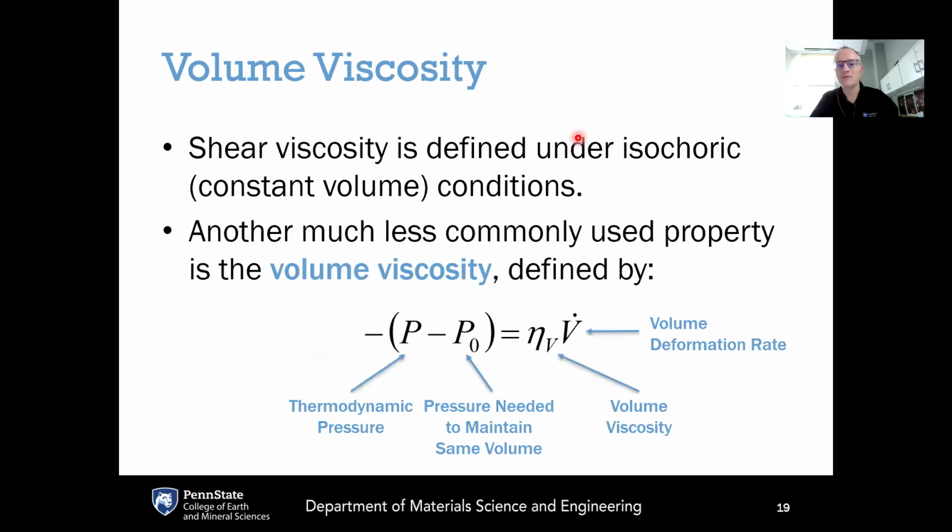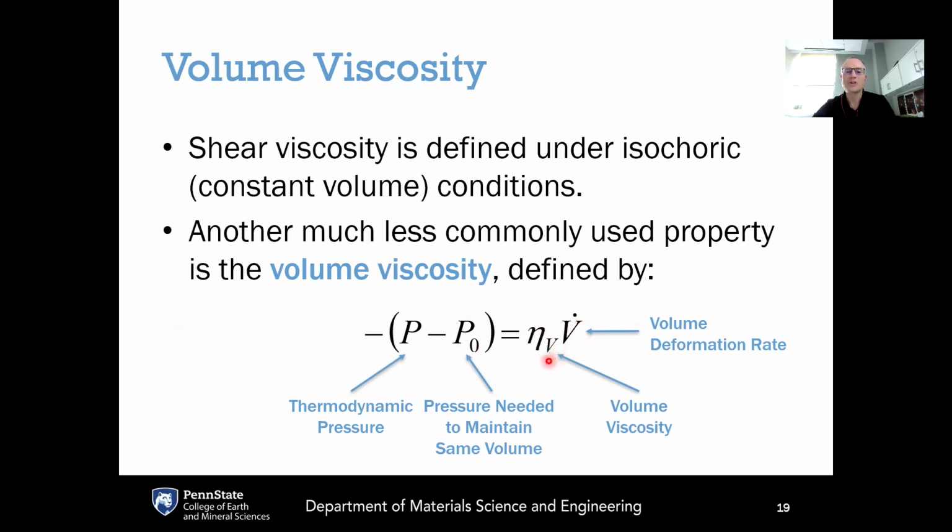Another special topic is volume viscosity. As I mentioned at the beginning, almost all the time when people discuss viscosity, what they actually mean is the shear viscosity of the system. The shear viscosity is in response to an applied shear stress or an applied biaxial stress, and what we measure is the shear strain rate. You can define a similar property with respect to hydrostatic or triaxial loading. In that case, we have an applied pressure on the system, and the deformation rate is not the shear deformation rate, but the volume deformation rate.